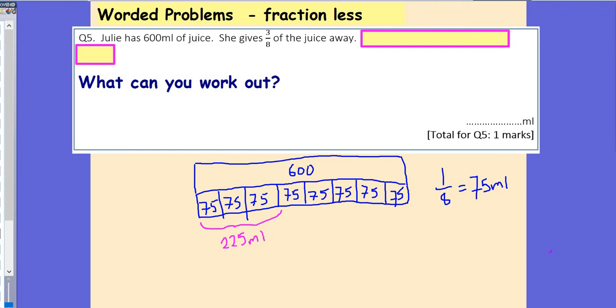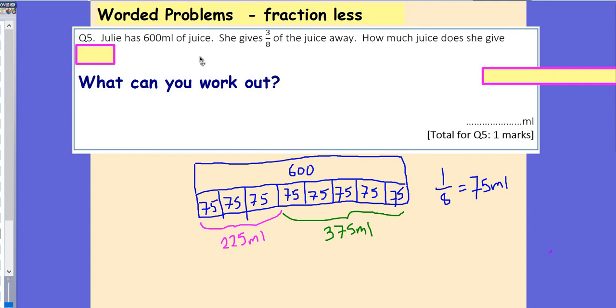I could have worked out how much she's got left. Here's what she's got left on the other side. Macy Jane, how much has she got left? Cool, 375 millilitres. All things you could have worked out. Should we see what the question was? How much juice does she give away? We worked that one out. We predicted that. 225 mils was the amount she gave away.